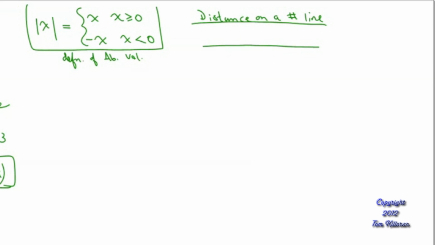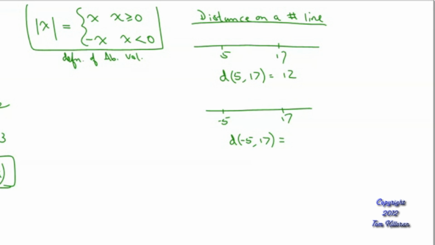So if you have a number line, and you have two numbers on it, 5 and 17. And I'm going to kind of notate it this way. The distance between 5 and 17 is equal to 12. Okay. If I have a number line, and I have negative 5 and positive 17 on it, what's the distance between negative 5 and positive 17? It's definitely not 12. Because from 17 to get to just 0, that's 17 units.